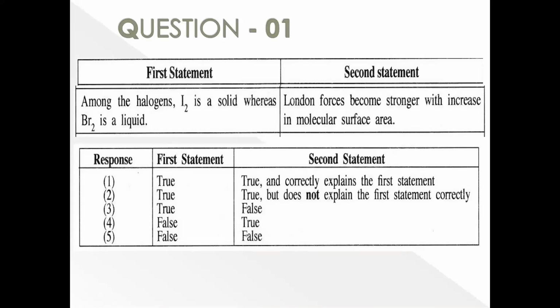The first statement, among the halogens, I2 is a solid and Br2 is a liquid. Yes, this is correct. This is a true statement. And they are telling the London forces become stronger with increasing molecular surface area. That is also true. And it clearly explains the first statement: down the group the molecular surface area is increasing, that's why Br2 is a liquid and I2 exists as a solid. So your answer is number 1.